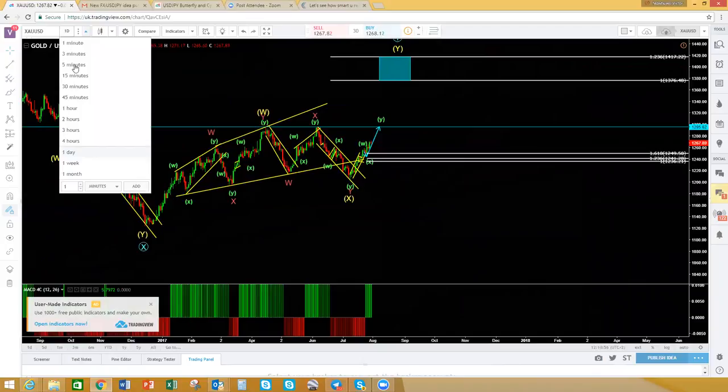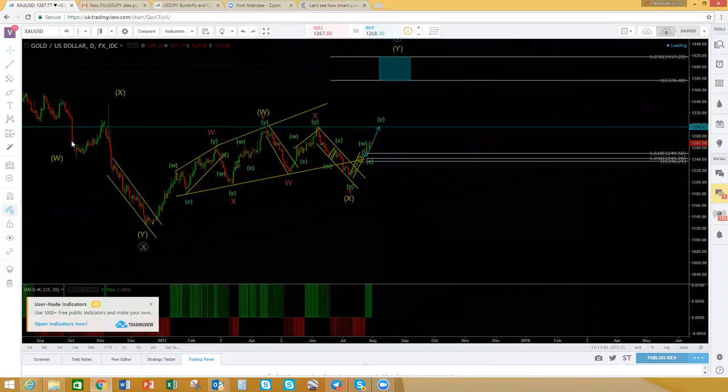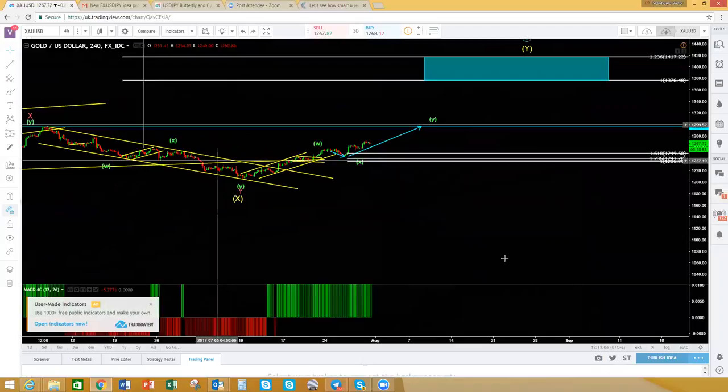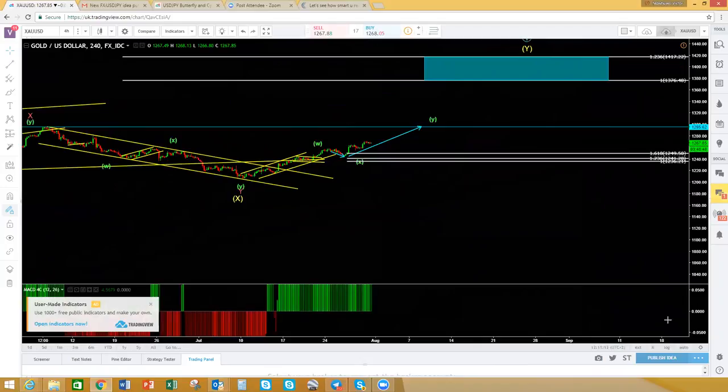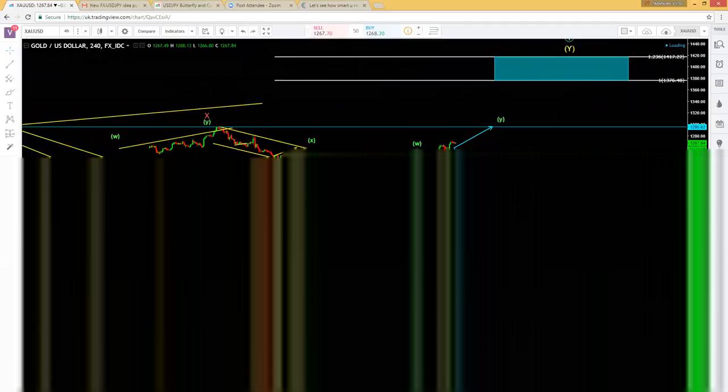When I've got the chart, most of the charts I will send in the 4-hour time frame, but it doesn't mean that I did the analysis only on the 4-hour time frame. My analysis starts all the way from the highest time frame to the lowest time frame. So let's just look at gold quickly, see what is going on here. What we said about gold last week, we already had this labeling last week. We already had this count last week on gold.